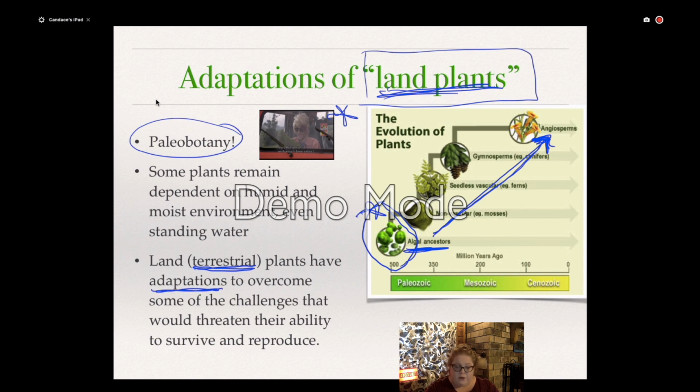Now, we'll see that some of these land plants, especially these here, and more specifically the bryophytes and mosses, are still going to require water for some aspects of their life cycle, but they don't require it for their entire life cycle like these algae do.